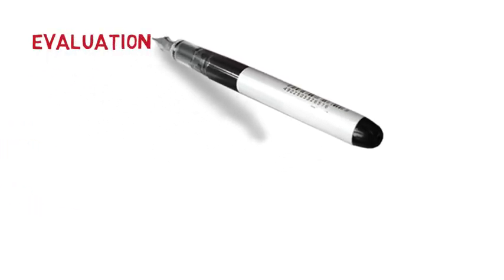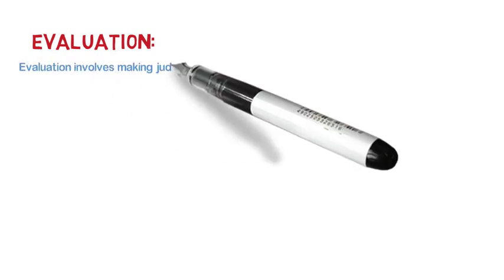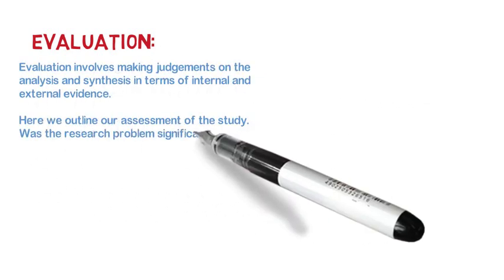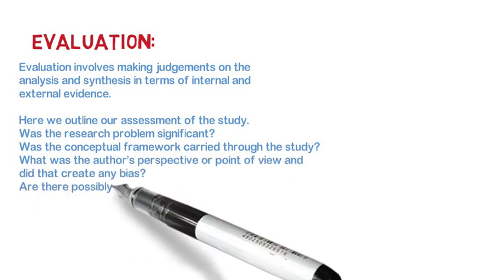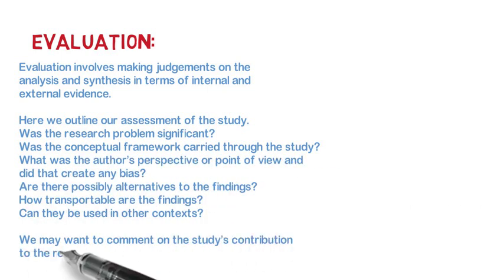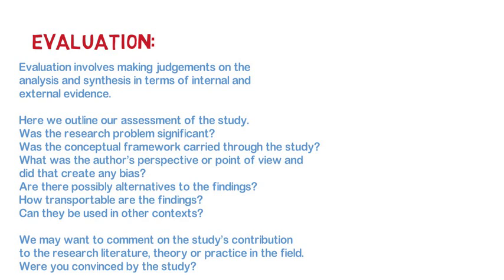Evaluation involves making academic judgments. So academic judgments are judgments based on reasoning and reading, on the analysis and synthesis in terms of internal and external evidence. So internal evidence is what you can see in the paper. External evidence is where you are drawing from outside sources. So this is where we outline our assessment of the study.